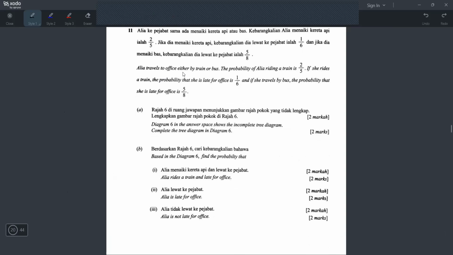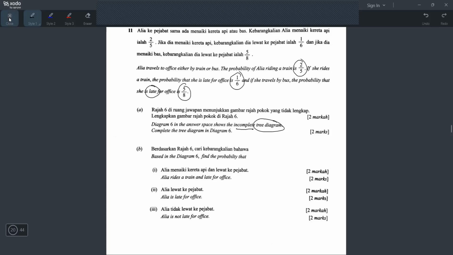Let's read. Alia travels to office either by train or bus. The probability of Alia riding train is 2 over 5. If she rides a train, the probability that she is late is 1 over 6. But if she travels by bus, the probability that she is late is 5 over 8. Okay. And then question A, diagram 6 in the answer space shows the incomplete tree diagram. Complete the tree diagram in diagram 6.